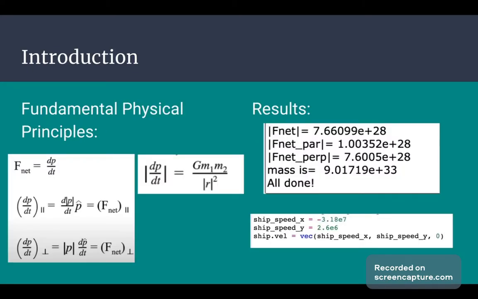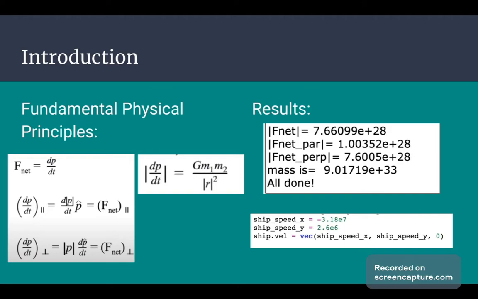The fundamental physical principle utilized in this lab is Newton's second law, which states that the net force is equal to the change in momentum over the change in time. Change in momentum and net force can be broken into parallel and perpendicular components, where the parallel component is in the direction of momentum and gives the speed of an object, while the perpendicular component is orthogonal to the direction of momentum and gives information about the direction of an object. Because the only force acting on this system is gravity, net force is equal to the equation for universal gravitation.